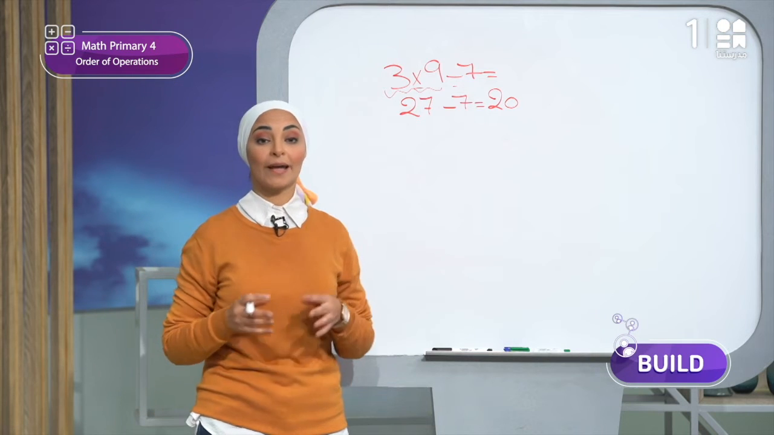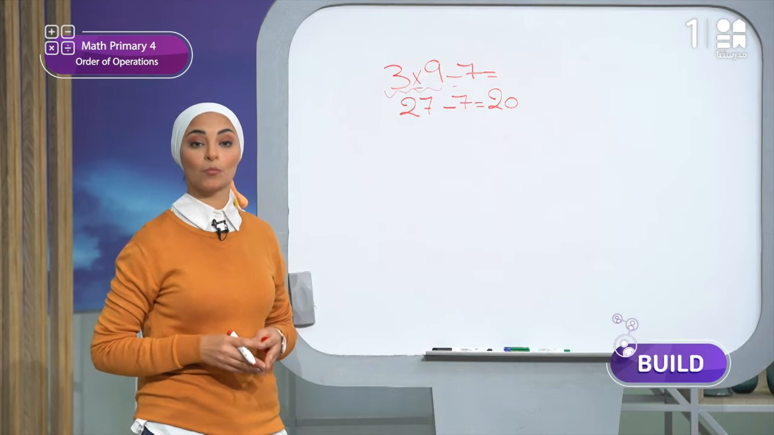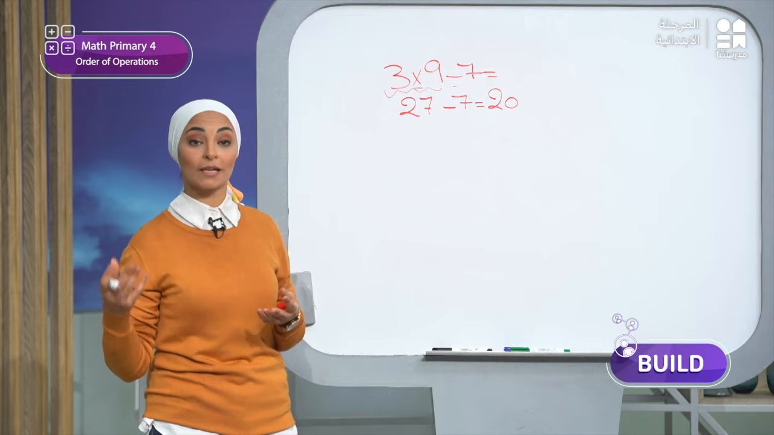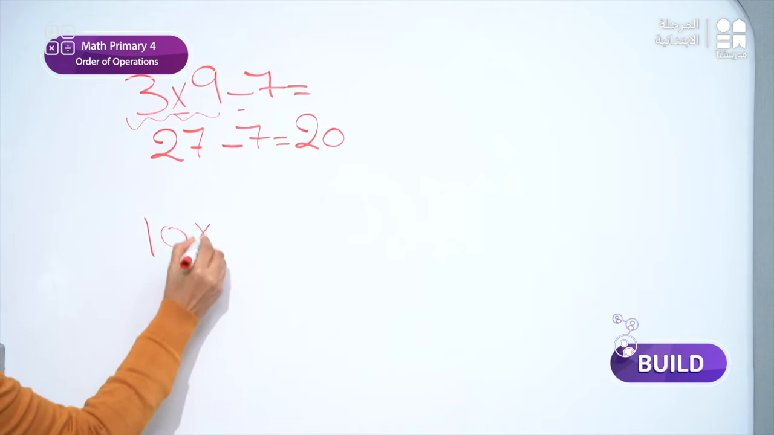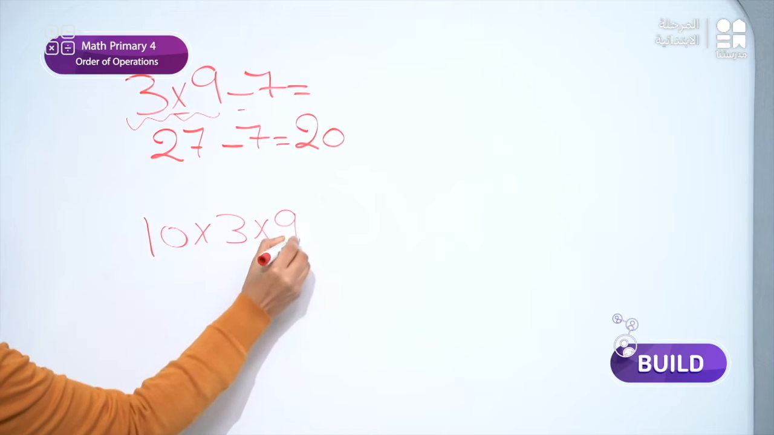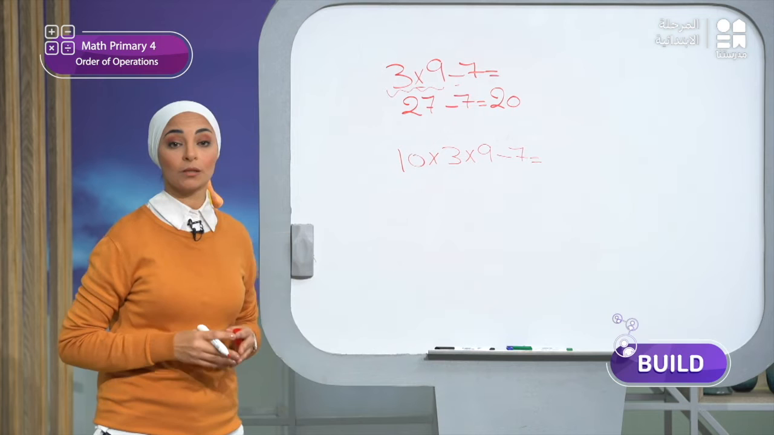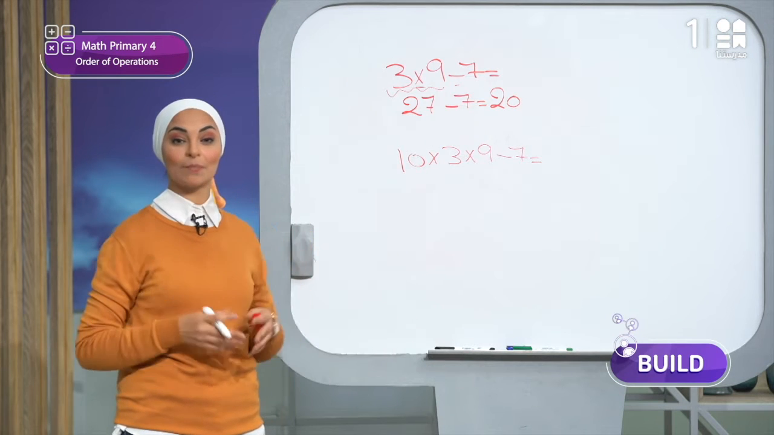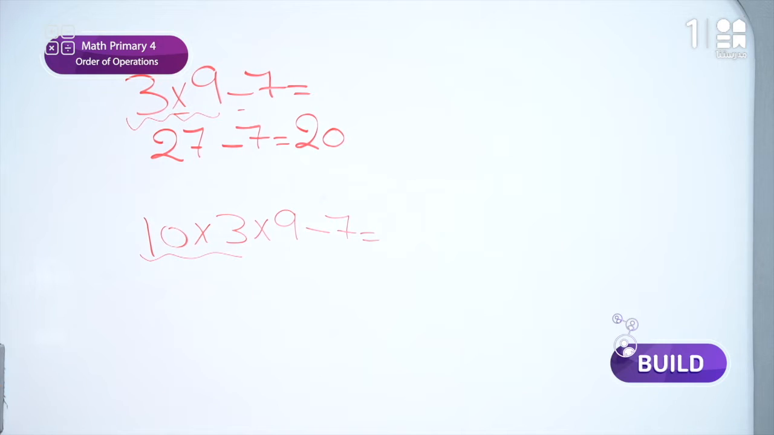Now, what if I added one more operation to this problem? The problem will be 10 times 3 times 9 minus 7. Let's write it together. 10 times 3 times 9 minus 7. Okay. Now, I will start with solving the multiplication first from left to right. So what will I start with? I will start with 10 times 3. 10 times 3 equals what? Of course, 10 times 3 is 30.